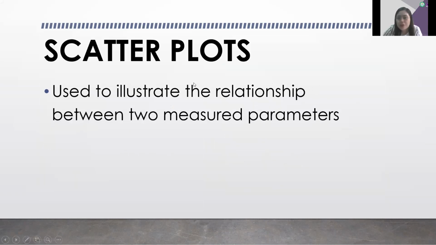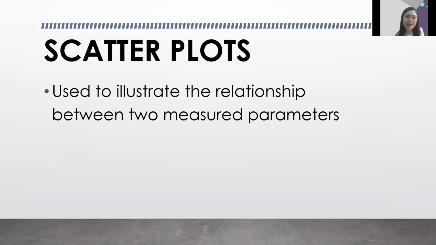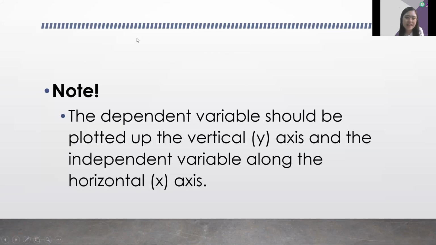Okay, now another one is the scatter plots. This is used to illustrate relationship between two measured parameters. Okay, so if makakakita kayo ng scatter plots, ito yung mukha ng scatter plots natin, class. And most of the time, ginagamit natin siya to convey and to show relationship of two things. Okay? Yan yung gamit ng scatter plots natin.